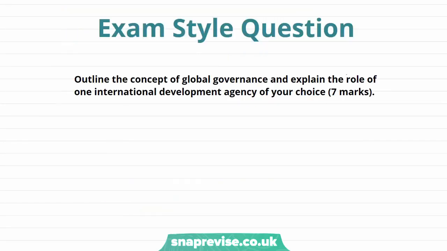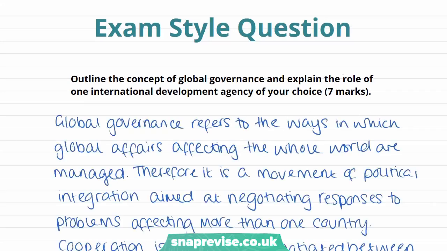So now we're going to answer an exam-style question which asks us to outline the concept of global governance and explain the role of one international development agency of your choice for 7 marks. So the first thing we're going to do is define global governance, because that's the first half of the question. So you can almost divide the question in two. So we're going to divide this into 2 paragraphs.